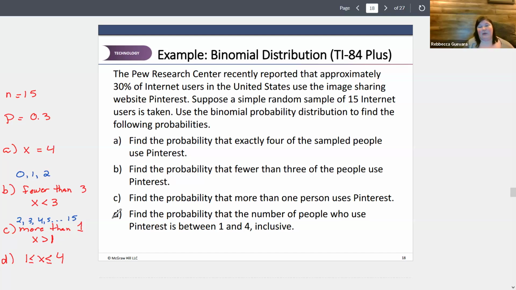And then D was that we're looking for the probability that between 1 and 4 people inclusively use Pinterest. So X is greater than or equal to 1 and less than or equal to 4, meaning it could be 1, 2, 3, or 4. So we're going to use this information to help us decide what we're going to use.